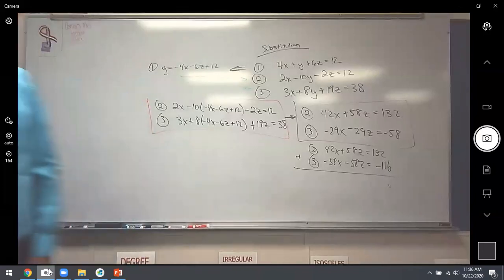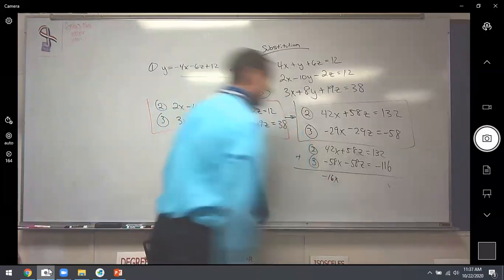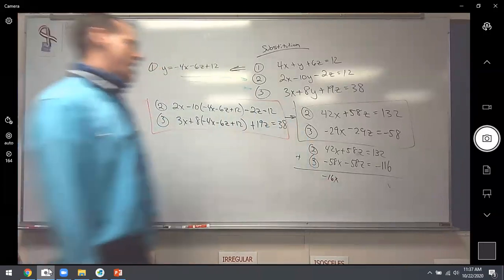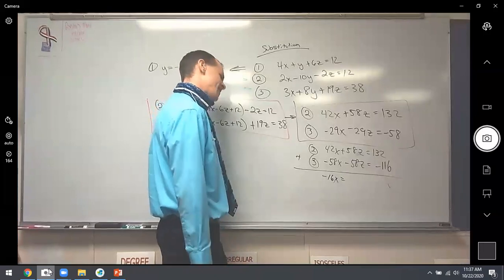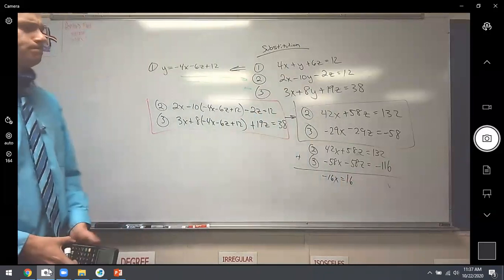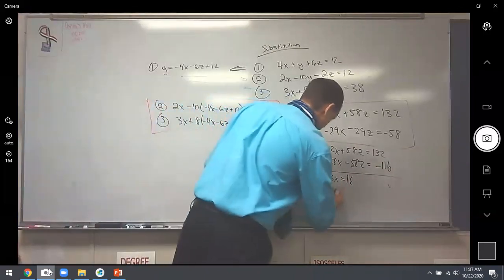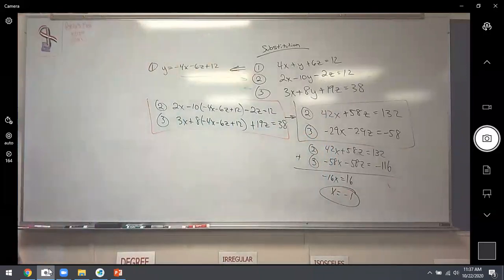42 plus negative 58, negative 16. Negative 16 x's. The z's added together is nothing, correct? And over on the right side, 132 plus negative 116 is a positive 16. And then if you divide both sides by negative 16, finally, we figure out that x is negative 1. Took a long time, but we finally got one of them. How many do we need? How many letters were there?